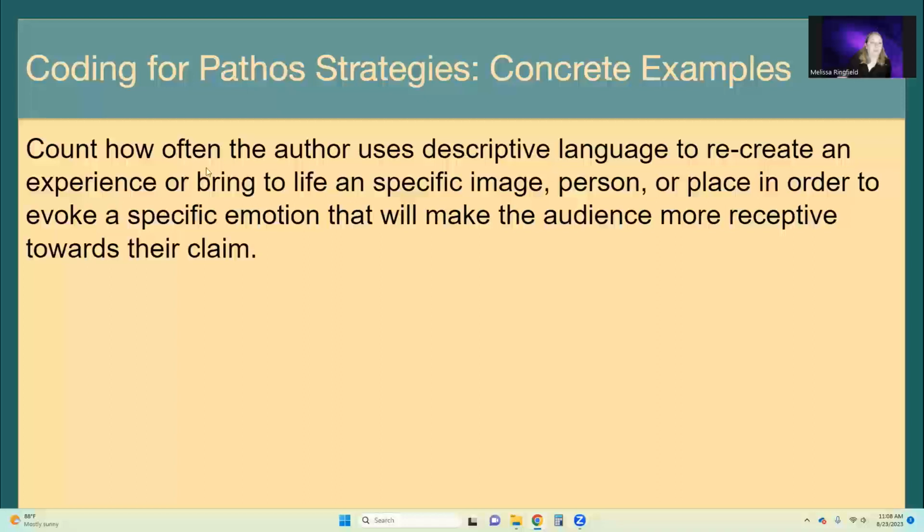Coding for pathos strategies. So count how often the author uses descriptive language to recreate an experience or bring to life a specific image, person, or place in order to evoke a specific emotion that will make the audience more receptive towards their claim.